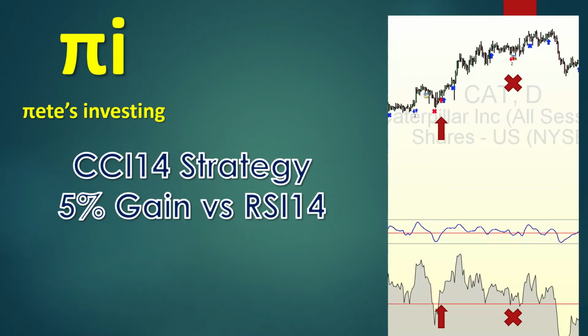Today we are trading the CCI14 strategy with the average down, comparing that with a 5% gain and a 5% decline versus the strategy of using the relative strength index with a 5% gain. And we're going to see which strategy is more efficient to trade. Stay tuned until the end of the video where I cover some of my investing rules for safer trading.